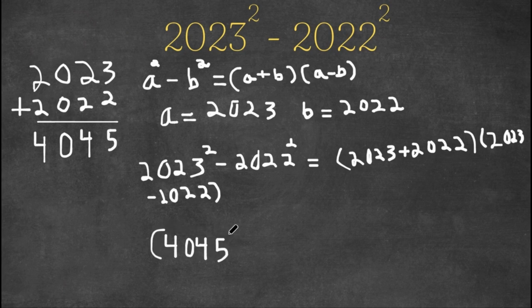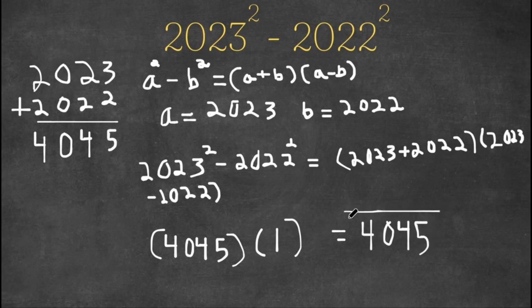And we are multiplying this with 2023 minus 2022. Well, 2022 is only 1 less than 2023, so 2023 minus 2022 is simply just 1. Now, as you can see, 4,045 times 1, well, this is simply just 4,045 because anything times 1 is just itself. So 4,045 would be our answer to this problem.